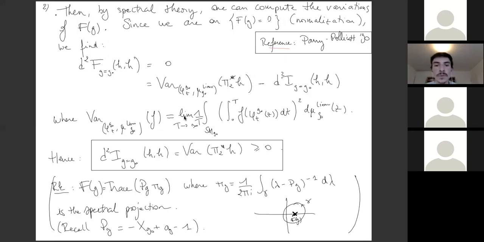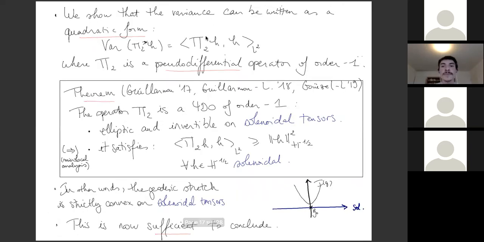Okay. So what do we know? We know that the stretch has a critical point at G0, and we know that we have an expression for its second derivative, and we know that its second derivative is non-negative. So we're trying to prove that it's strictly positive. All right. So what we show then, and that's where microlocal analysis comes into play, is that this variance can actually be written in terms of a quadratic form involving an operator pi2. And this operator pi2 has the property that it's a pseudo-differential operator of order -1.